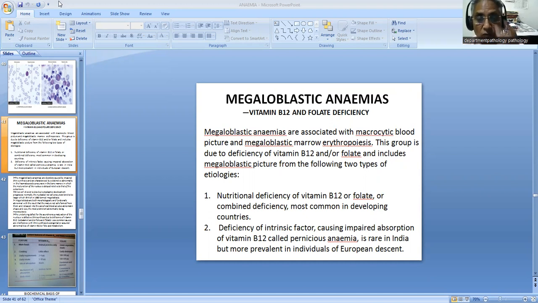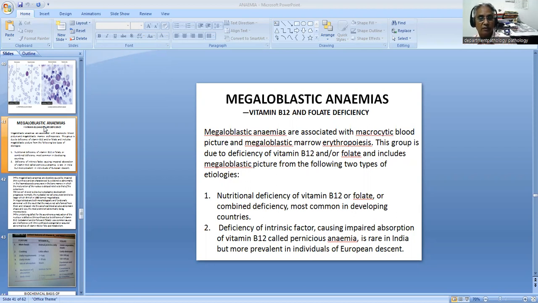I will discuss megaloblastic anemia. Megaloblastic anemias are associated with a macrocytic blood picture and megaloblastic marrow erythropoiesis. They are due to deficiency of vitamin B12 and/or folate, and include a megaloblastic picture.